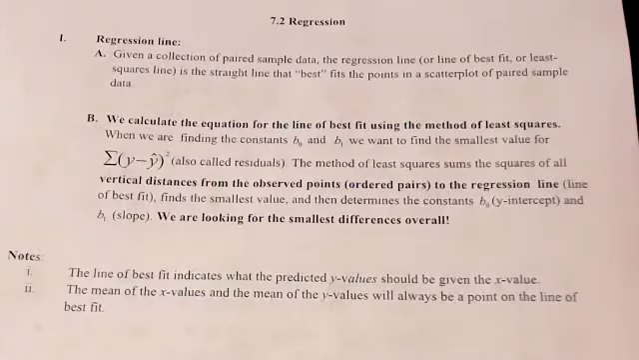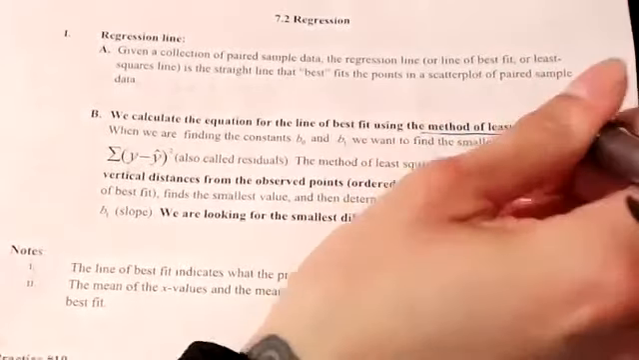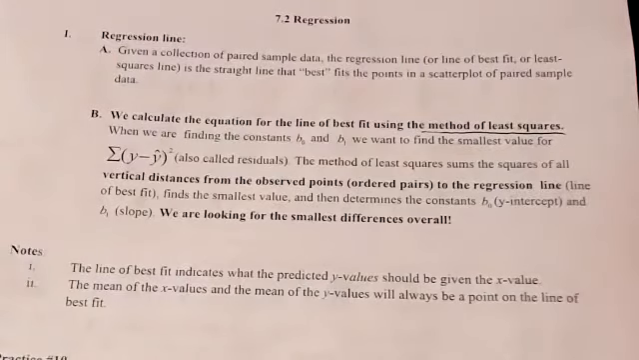Perfect. I'm going to read the next part because of specific notation. So check this out. We calculate the equation for the line of best fit using the method of least squares. I want you to underline this, highlight this, something, because I want this to be familiar to you if you ever hear it again. So method of least squares.